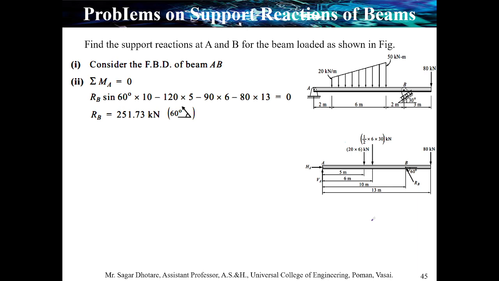So in this equation only one parameter is unknown, that is RB. You can simply solve this equation and find the value of RB, which we have calculated as 251.73 kilonewton. Now next, to calculate the horizontal and vertical component values, as we know there are two forces acting, and one force is the horizontal component of RB. Okay, let us consider that.